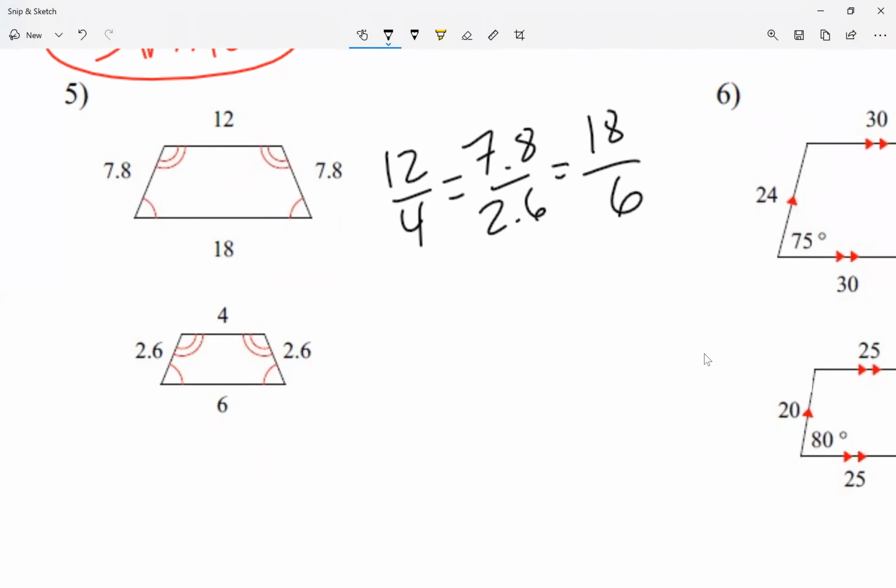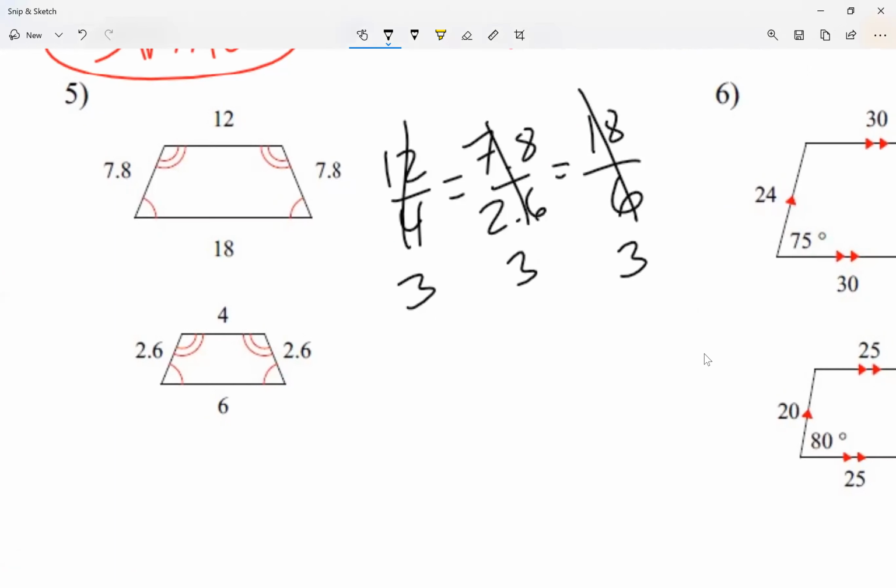Ooh, okay. 12 over 4, that's 3, right? 18 over 6, 18 divided by 6 is also 3. Let's take a look at the one in the middle. 7.8 divided by 2.6, that's also 3. So my sides are all proportional because they simplify to the same thing.